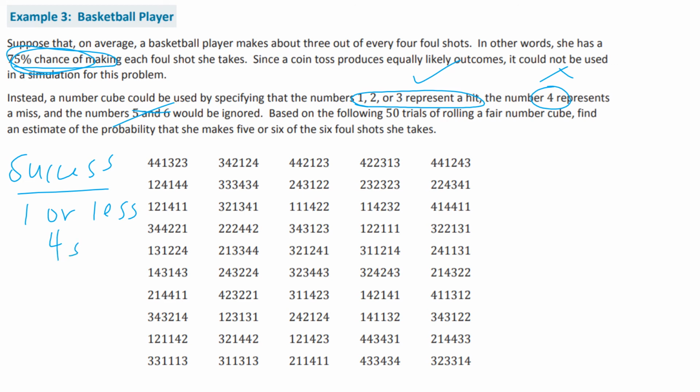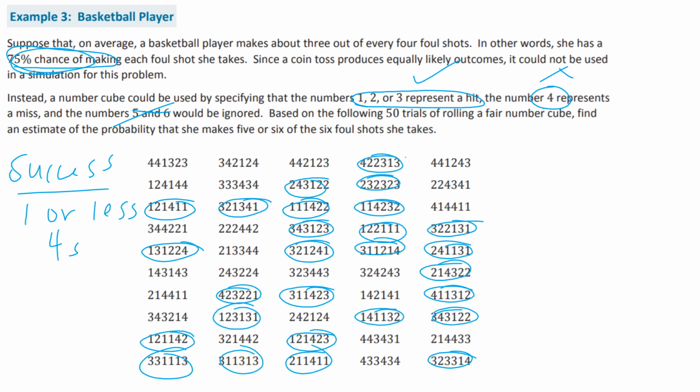So if we look, this one has 1 four, 1 four. You can pause and go through these yourself. So I went through and circled all of these, and then when you count them up, you should have found that 27 out of the total 50 had 1 or fewer 4s. So we said our success is 1 or fewer 4s. 27 had 1 or fewer 4s. So 27 over 50 is equal to 0.54 or 54%.